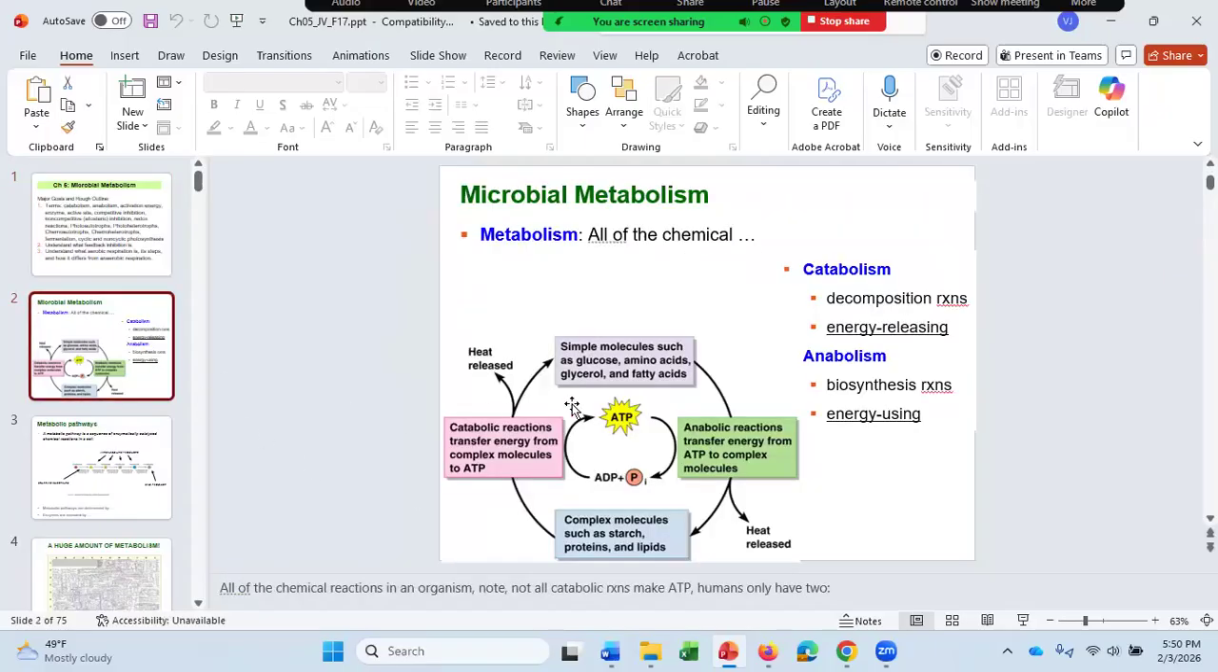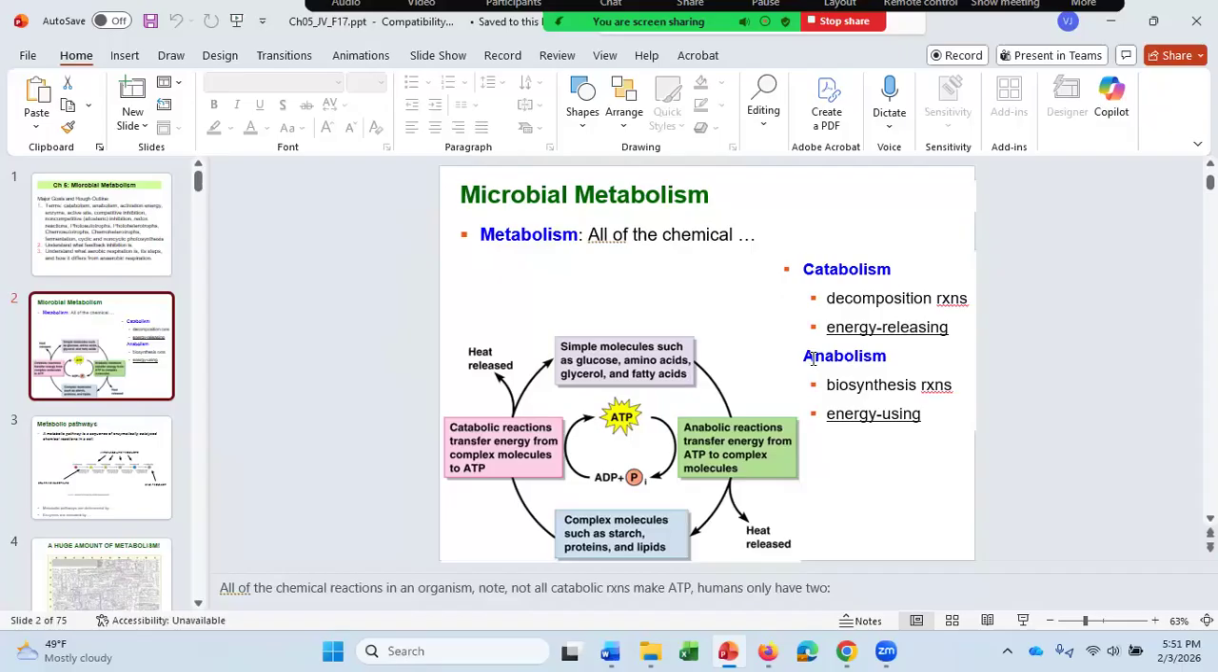All right. When we're talking about chapter 5, we're going to talk about microbial metabolism. You should know that metabolism is all of the chemical reactions in a cell. So all of the chemical reactions in a cell make the cell's metabolism. Because we're largely going to be talking about microbes, where one cell is an organism, we can also say that the metabolism, at least of microbes, is all of the chemical reactions within an organism. Metabolism has two parts, catabolism and anabolism.